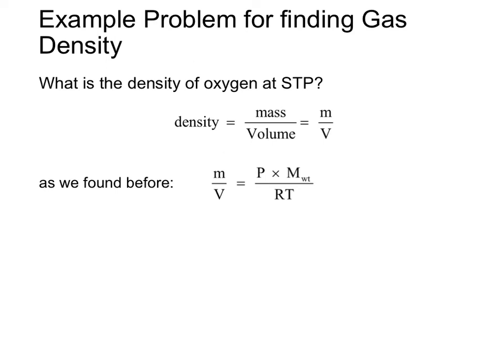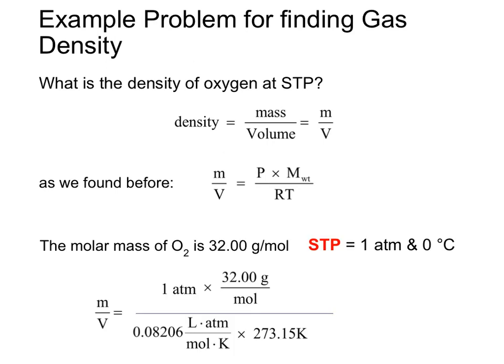And so here we want to know what the density of oxygen is at STP. And so we said that m over V, our density, will be equal to pressure times our molecular weight divided by RT. And so we substitute all of those numbers in. At STP, we're at 1 atm of pressure. Our molecular weight of oxygen is 32 grams per mole, all over R times, at STP, 0 degrees C is 273.15 Kelvin, for a value of 1.428 grams per liter, which is the density of oxygen at STP.